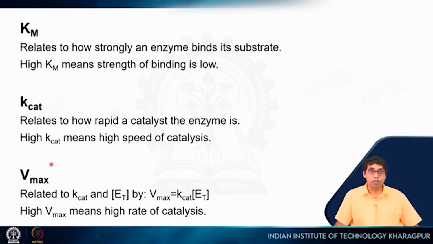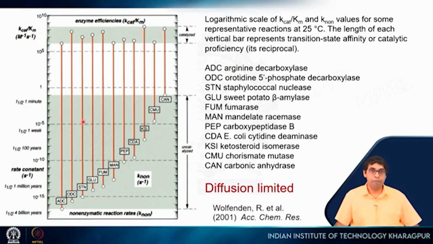So, Km, Kcat, Vmax, these are very important parameters. Km gives us how strongly an enzyme binds its substrate. This is very similar to Kd. You can actually compare Km with Kd and see that they both have the unit of concentration, and Km will be slightly different from Kd because it also has the constant K2 in it. Kcat gives us how fast catalysis is done, and Vmax is the rate of catalysis for a given enzyme concentration. Also, Kcat over Km is a parameter that is often used to indicate specificity of an enzyme.